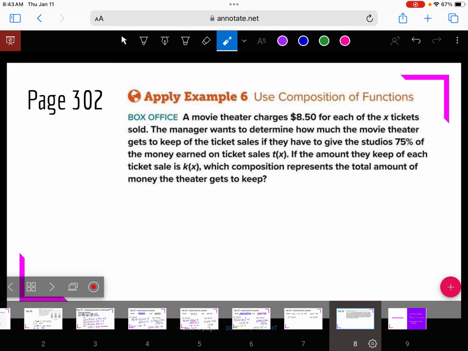So this says a movie theater charges $8.50 for each of the tickets sold. And the manager wants to determine how much money that theater gets to keep. They have to give the studio 75% of the money earned on ticket sales. So we want to figure out how much they get to keep out of each ticket.